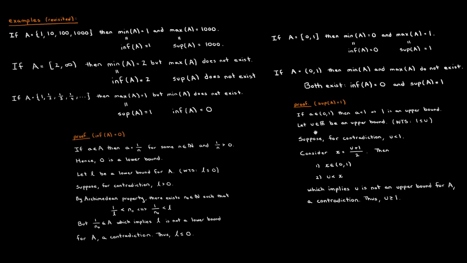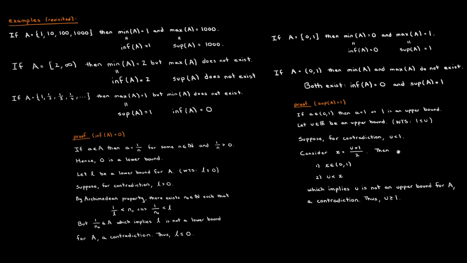Next, let U be an upper bound for A, and what we want to show is that 1 is actually the least upper bound. That is, 1 is less than or equal to this new upper bound U. And so again, we will argue via contradiction. Let's suppose for contradiction that this new upper bound that we have is actually smaller than 1. And now we're going to construct a new number x that's actually a part of my set, my interval from 0 to 1, but it's actually larger than U. And that will actually contradict the fact that U was an upper bound.